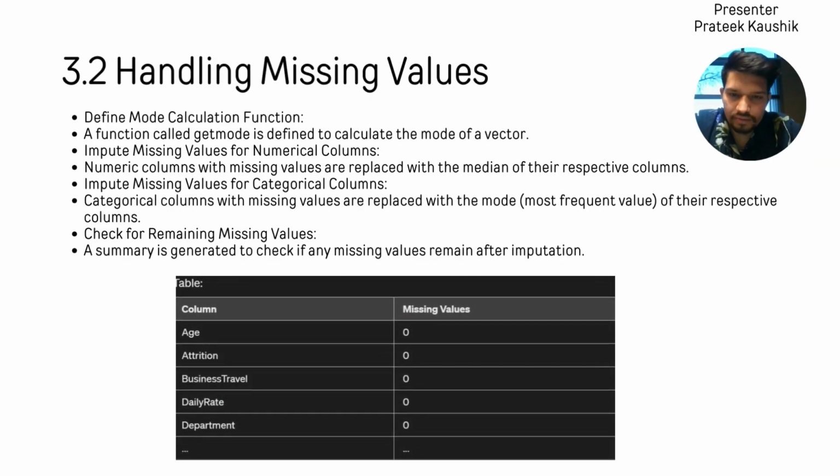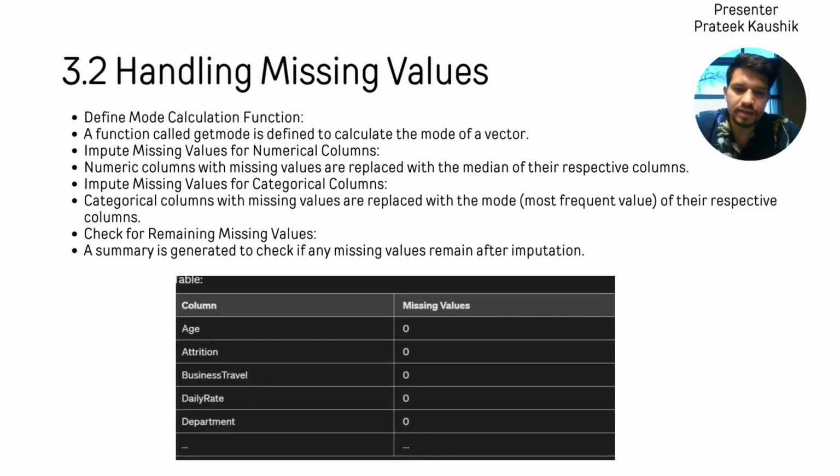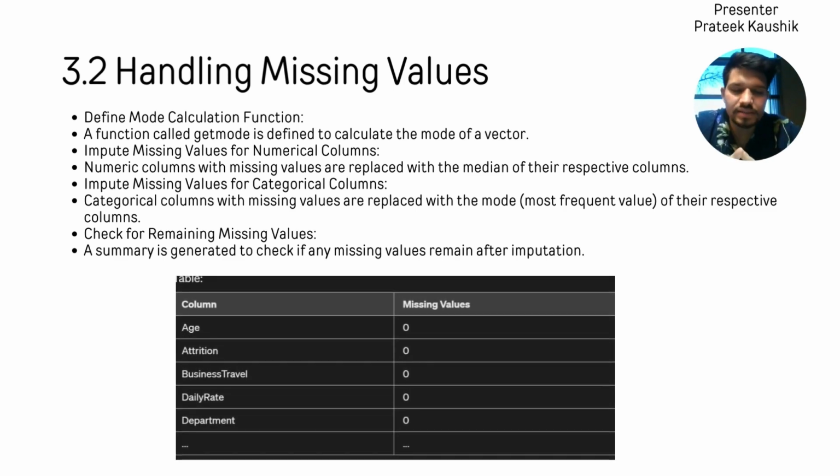So after the QQ plot, we have the handling of missing values from the dataset, because unless we handle the missing values and the outliers, our analysis will be incomplete and might hamper the actual results. So in the data processing stage, several steps are taken to handle missing values effectively. Initially, a mode calculation function called get mode is defined to determine the mode of a vector efficiently. Subsequently, missing values in numerical columns are imputed by replacing them with the median of their respective columns, ensuring robustness in handling outliers and maintaining the central tendency of the data. As you can see in the table, we do not have any missing values, and missing values in categorical columns are addressed by replacing them with the mode, which represents the most frequent value in each column.